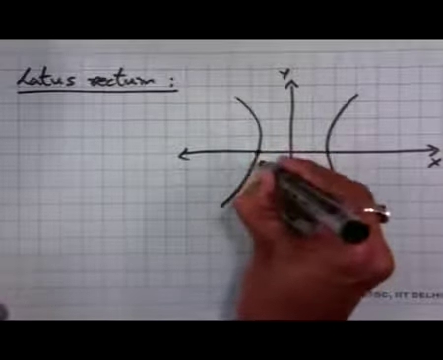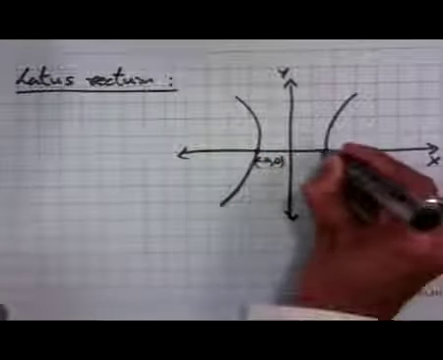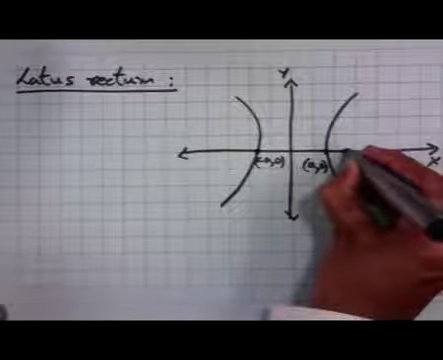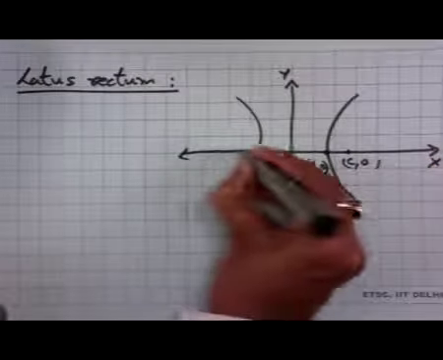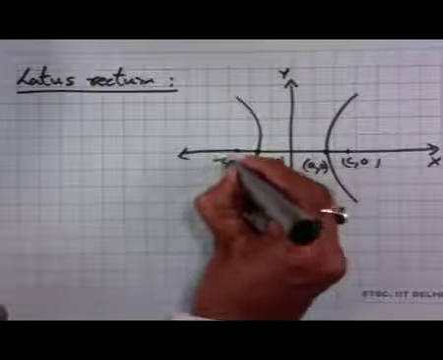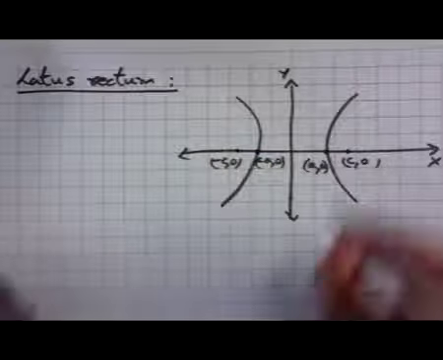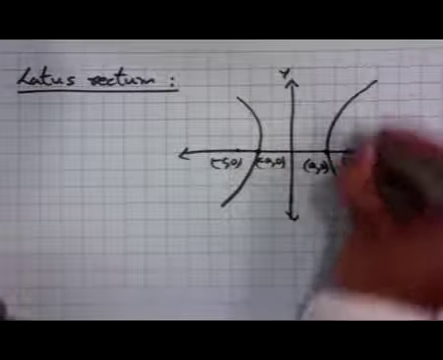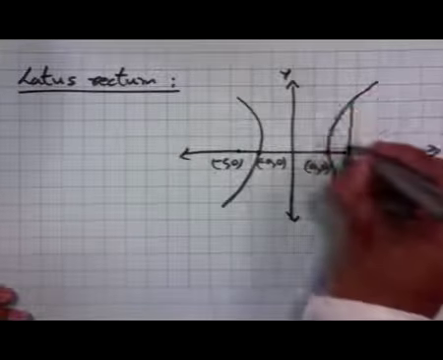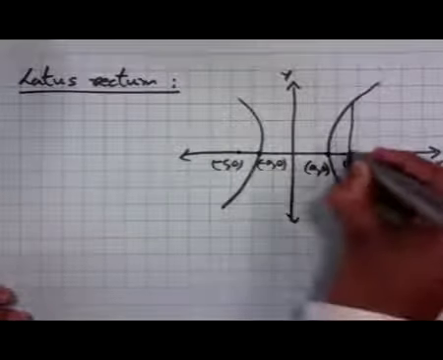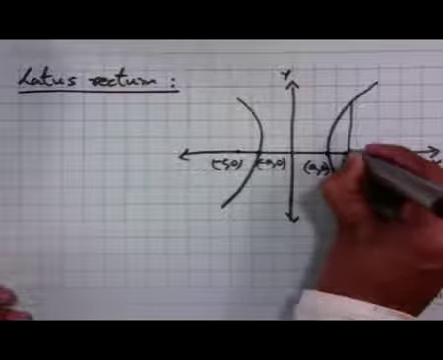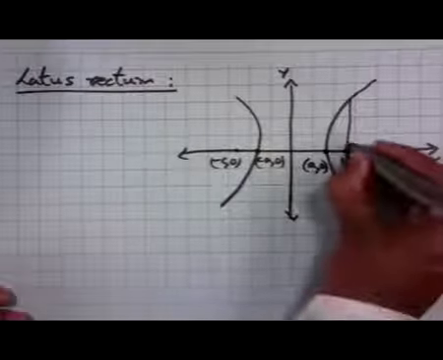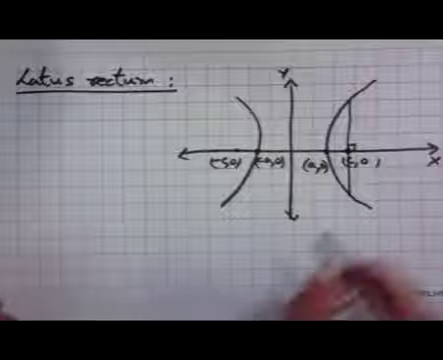If these are vertices minus a, 0 and a, 0, and the focus here is c, 0, and another focus is at minus c, 0. So, what is latus rectum? Latus rectum is the line segment joining two points on this hyperbola such that this passes through one of the foci and is perpendicular to this transverse axis.